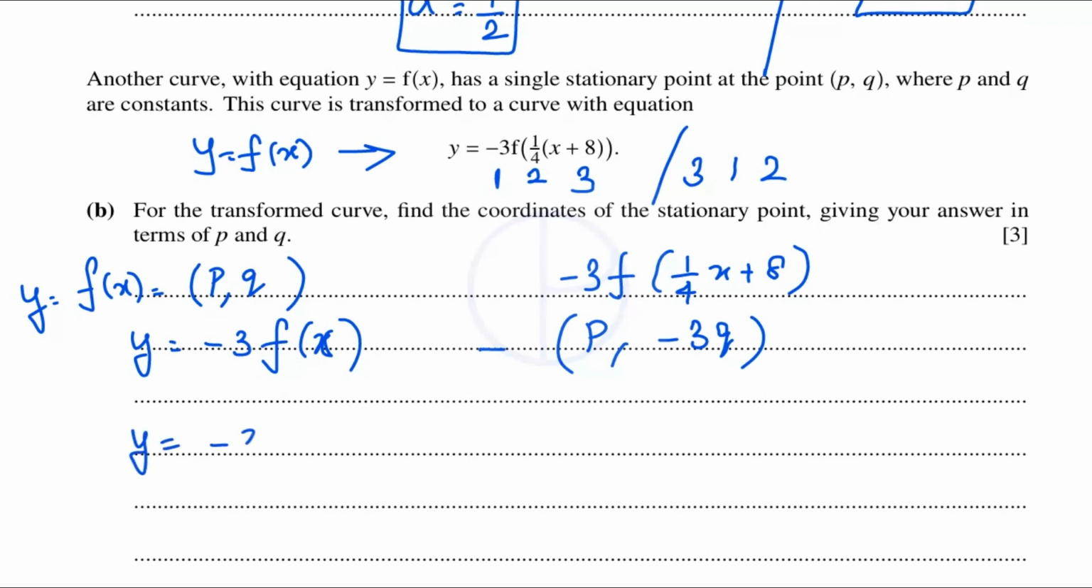Next, we are going to apply stretching along the horizontal direction. So f of 1 over 4x. Okay. When you stretch along the x direction, only the x value changes, y value will not change. So this will become, and the stretching factor is 1 over 4. Okay. When the factor is 1 over 4, it will be stretched 4 times. 4p comma negative 3q.